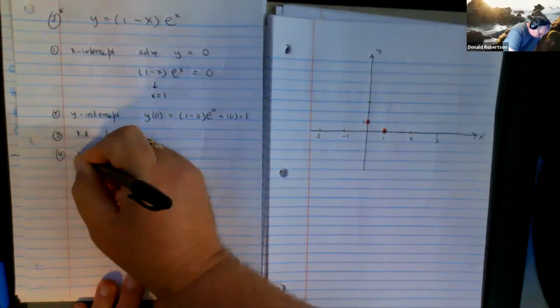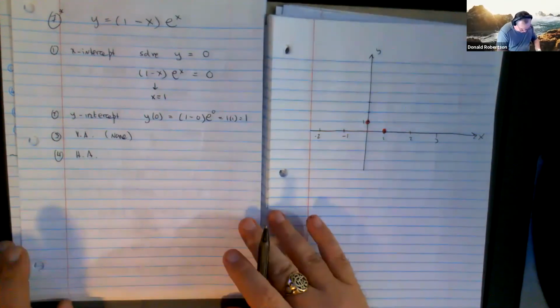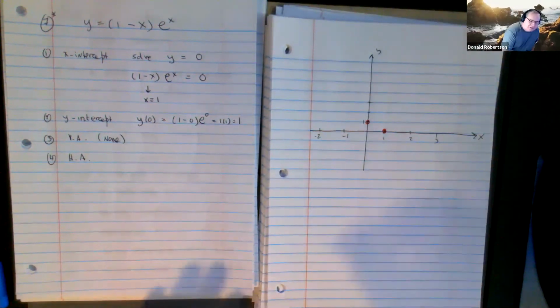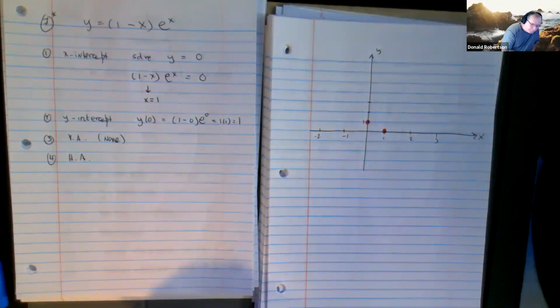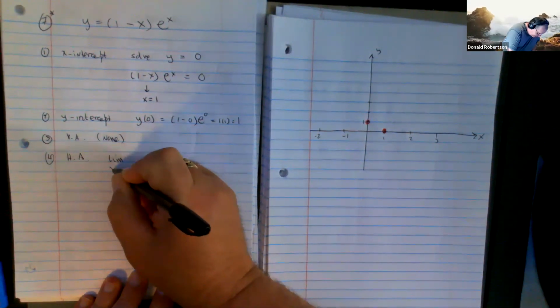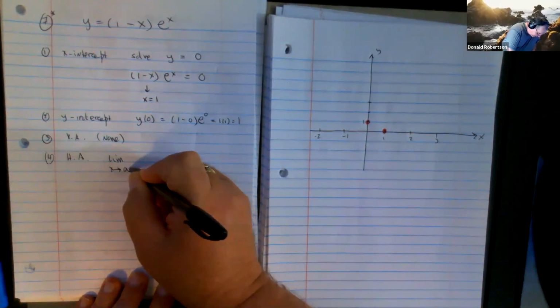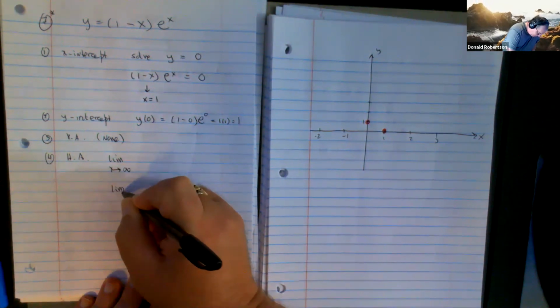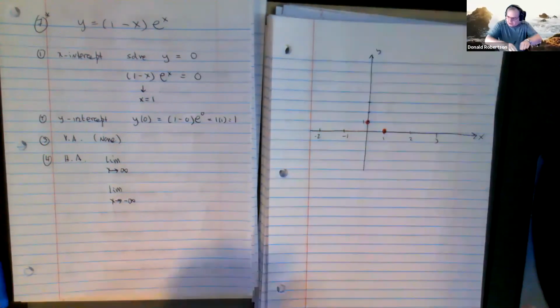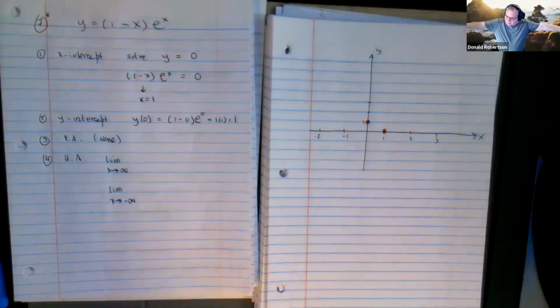Now let's look for horizontal asymptotes. I've already done this question with the previous class, but I missed this part, so now I can check it out. Horizontal asymptotes happen when x is infinite and minus infinity. In other words, what does the curve do when x gets really big?